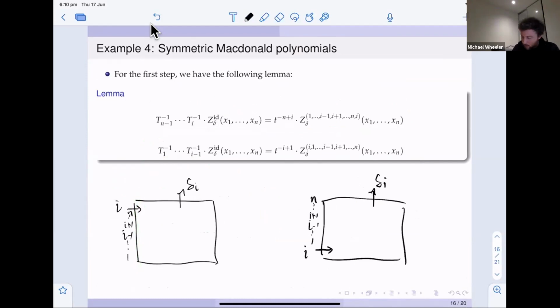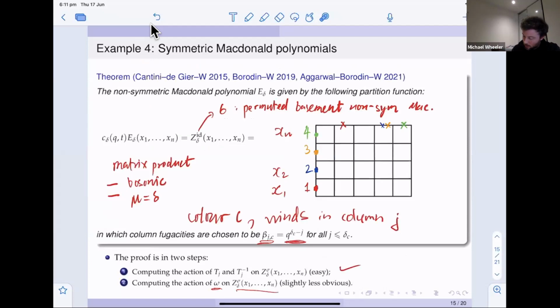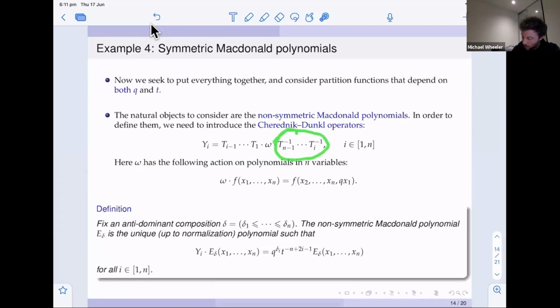Okay, so now if you look at this, we have actually an understanding of two of the pieces in the Cherednik-Dunkl operator. So we understand how to act with this train of Hecke generators, and we understand how to act with that train of Hecke generators. And both of those are present in the Cherednik-Dunkl operator. So if we go back to it, here's the first one, and here, if you like, is the inverse of the second one. So really, we have all of the pieces now. We're just missing the omega.